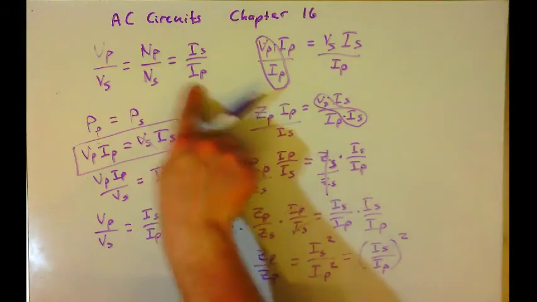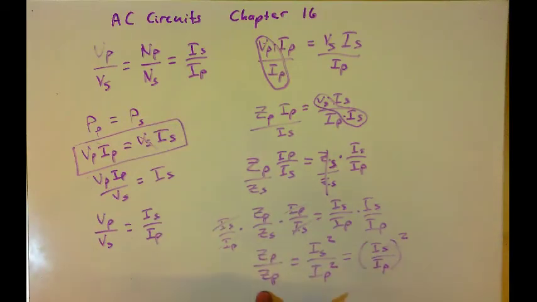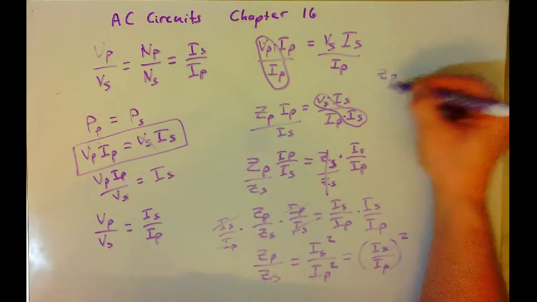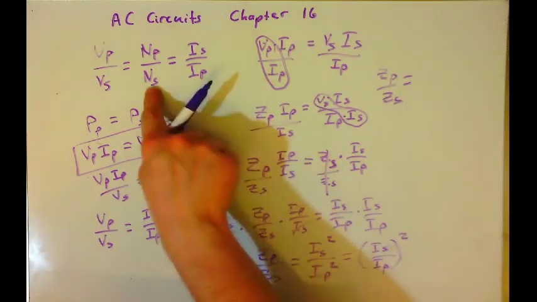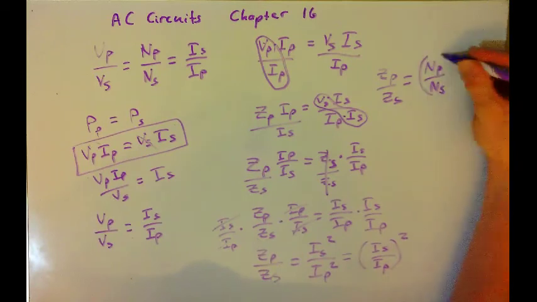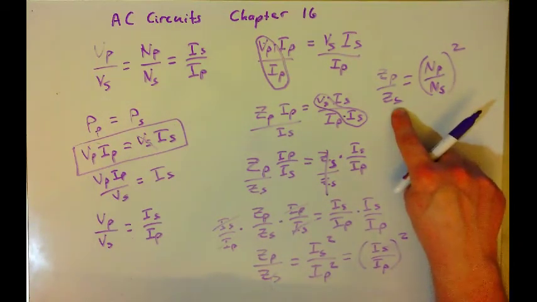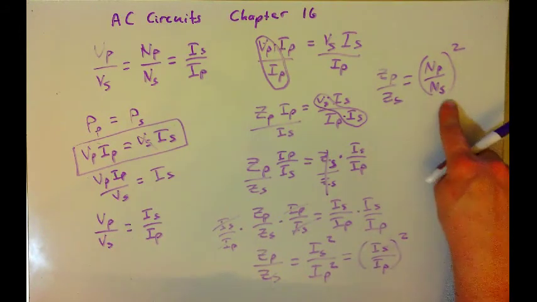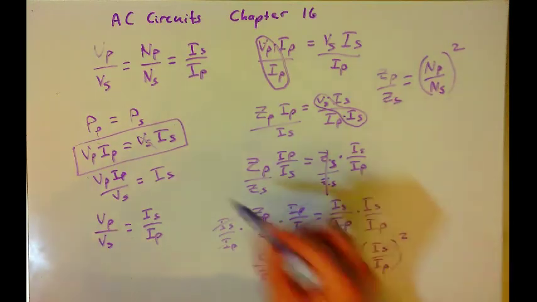And Is over IP is the turns ratio, NP over NS. So what we get is Zp over, oh I'm sorry, that's Zs, Zp over Zs. We get Zp over Zs is equal to the turns ratio, NP over NS, squared. And so this is the formula that says the impedance ratio is equal to the square of the turns ratio, and this is how we derive that formula.